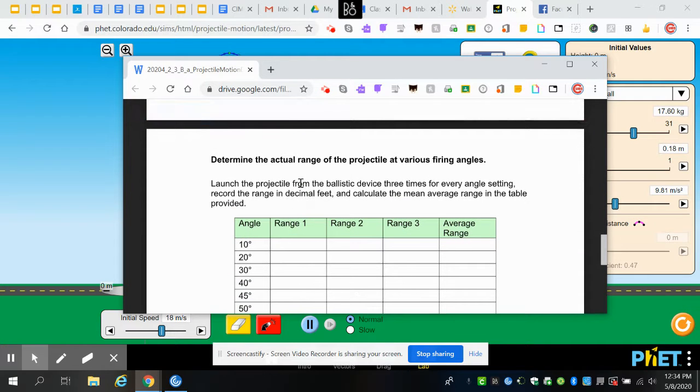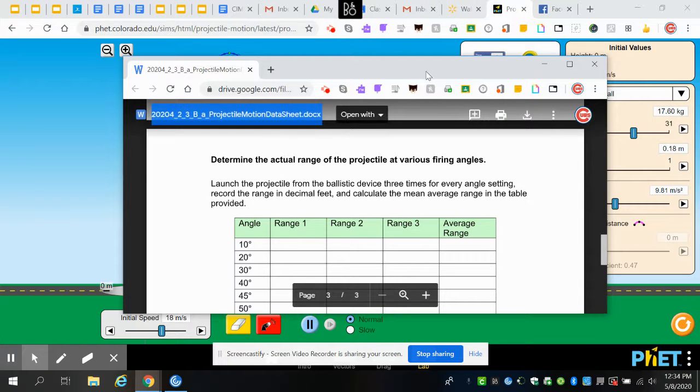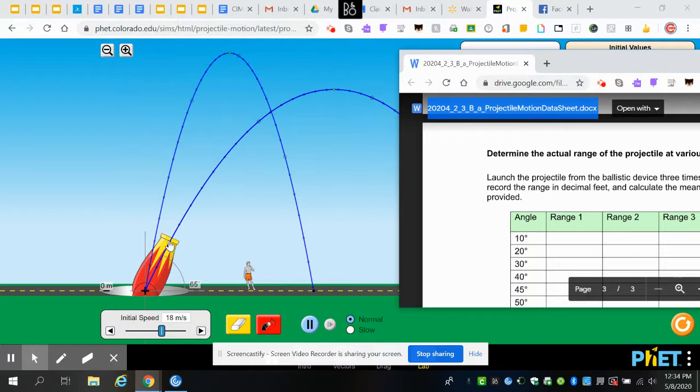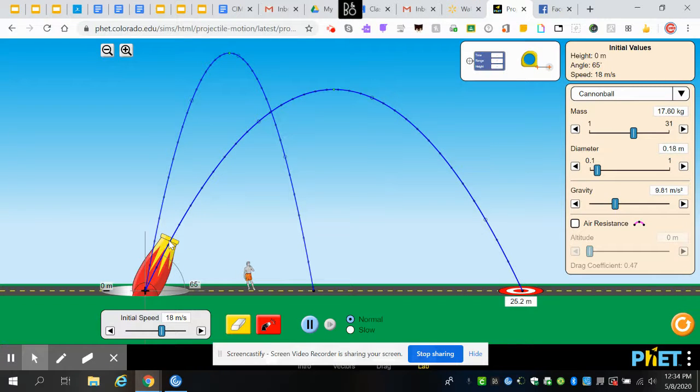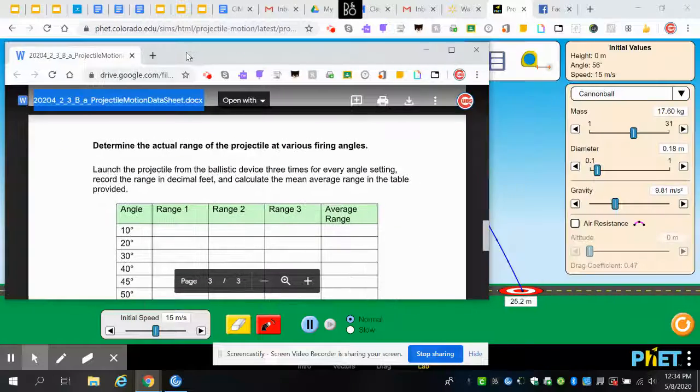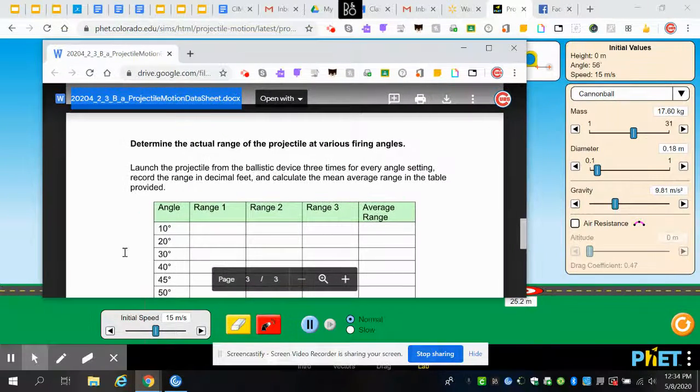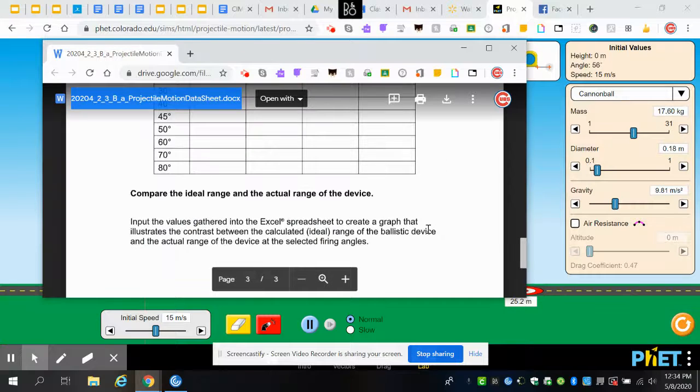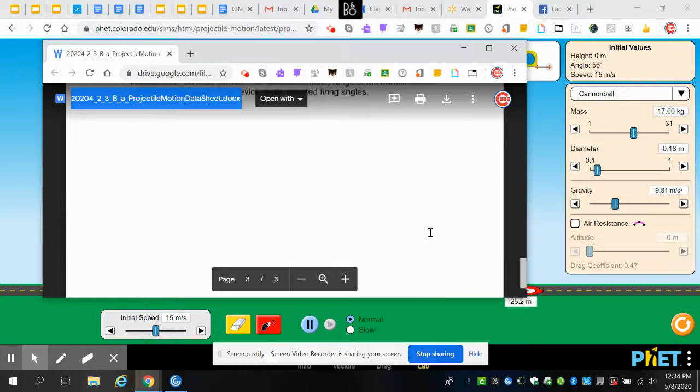Then what you're going to do is determine what actually happened. So we'll actually put these in the different angles. You'll change the angles here. You can put your velocity in here, and see what you get. So again, whether you're doing it on the simulator or with the non-simulator, it doesn't matter.